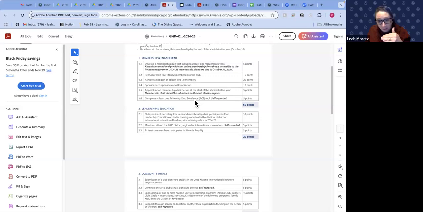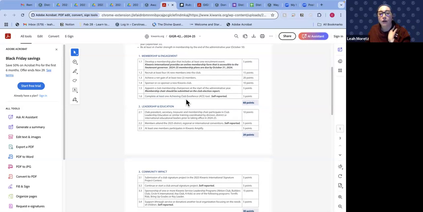So you see where you are. You're like, oh, this is the area our club has challenges with, and you follow their plan. It's not based on whether you are successful with the plan. It just says you're going to complete one. So you do that. And when it says self-reported, that means that you're going to check at the end of the year that you did it. It's on the honor system.